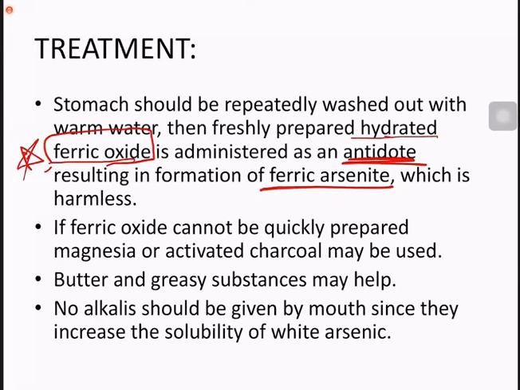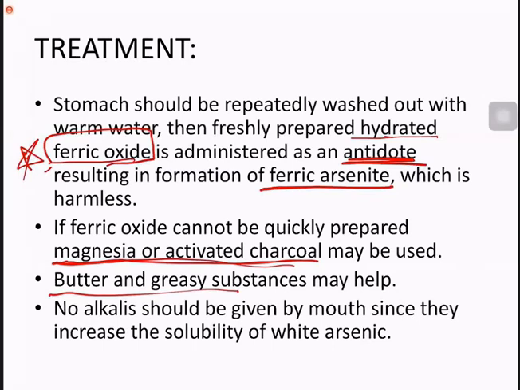Now, if ferric oxide cannot be prepared or is not available, you can use magnesia or activated charcoal. However, they are not that significant in stopping arsenic from doing other damage. The classic antidote will be ferric oxide. You can also use butter or greasy substances. Now, why are we using these? We just want to make a barrier between arsenic and the GI lining. That is why we're using these.